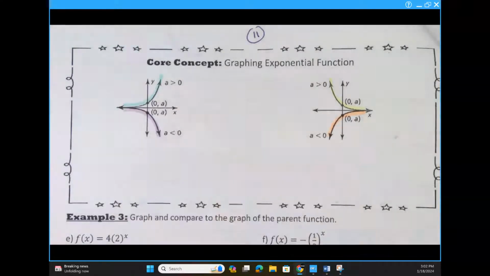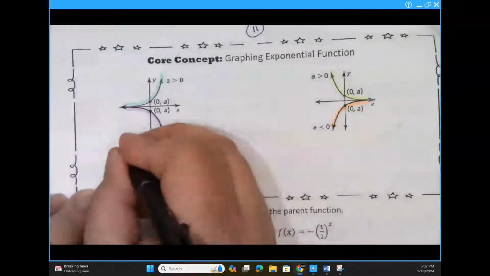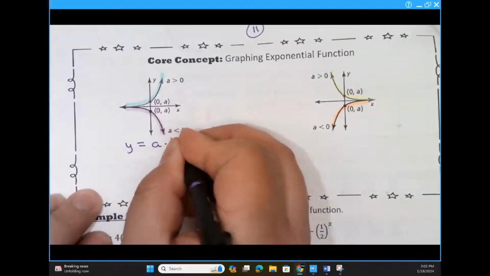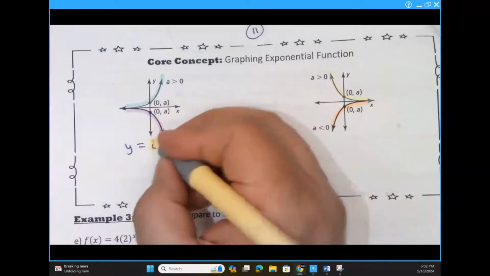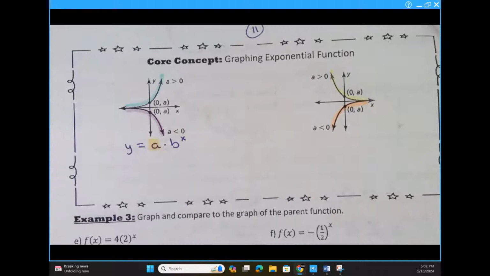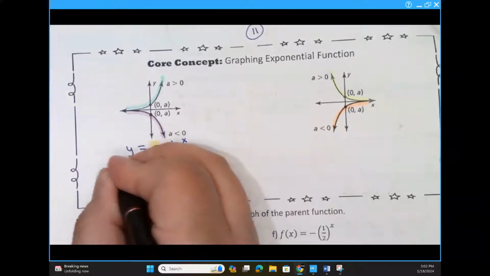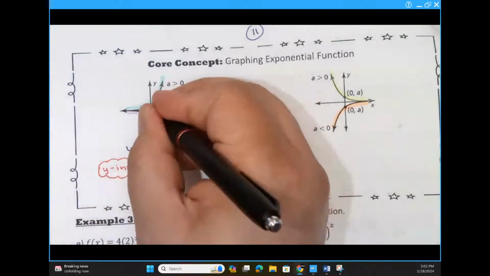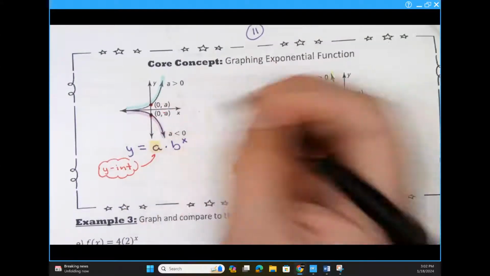So for the first picture, we're going to write our equation. Y is equal to A times B to the power of X. We've already mentioned a couple things. We have already said that the A value is the y-intercept. And remember, your y-intercept is where our graph touches the y-axis. That's why here it touches at a positive A. Here it's touching at a negative A right there.